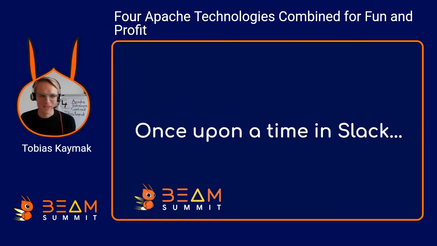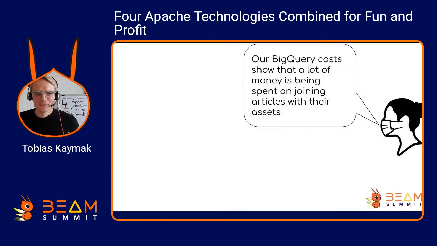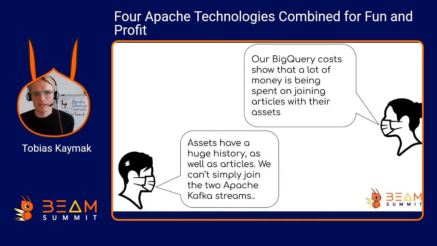Once upon a time in our company Slack, my boss came to me, and yes, this slide was updated for COVID-19, so she's wearing a mask, that our BigQuery costs show that a lot of money is being spent on joining articles with their assets. And my reaction was, assets have a huge history as well as articles. We can't simply join the two Apache Kafka streams.